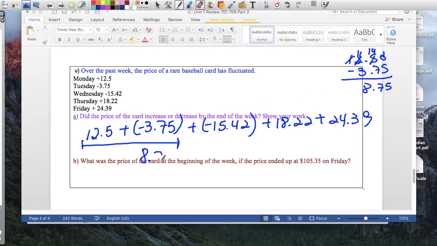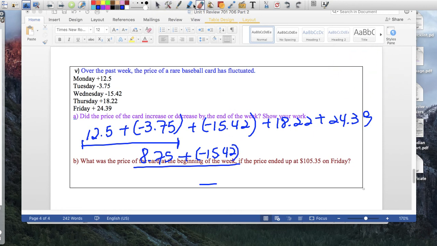8.75. So now I'm at 8.75 plus negative 15.42, and in this case there's going to be a negative answer because there are more negatives, right? And let's figure out the difference between those two. 15.42 minus 8.75, I'm going to have to borrow. 14, 13, 12, 7, 6, 6. So now I am at negative 6.67. So at Wednesday, the price of my card is lower than what it started on Monday.